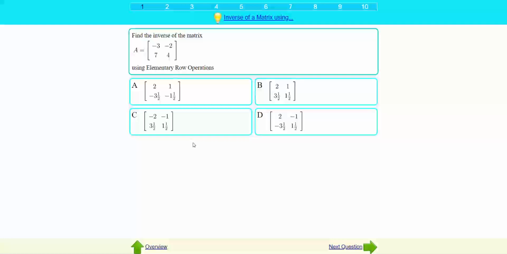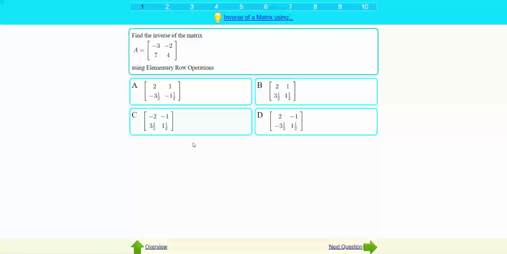Before opting for this approach, the inverse can be easily found directly using the determinant. That is 1 over the determinant multiplied by the matrix, swapping the entries on the main diagonal and changing the signs on the other diagonal. But let's stay with this, as we can also use the elementary row operations on this one.